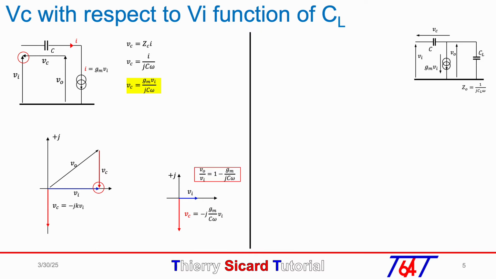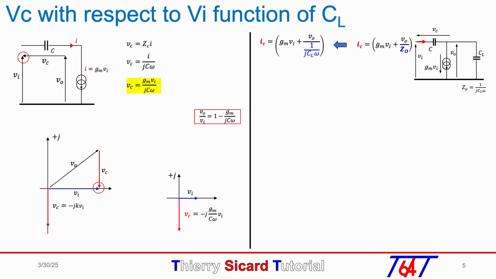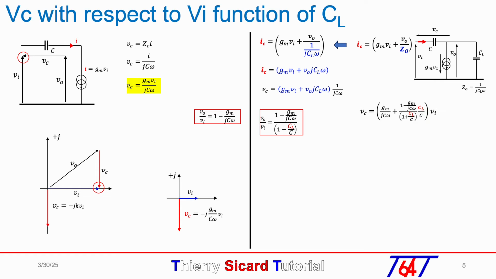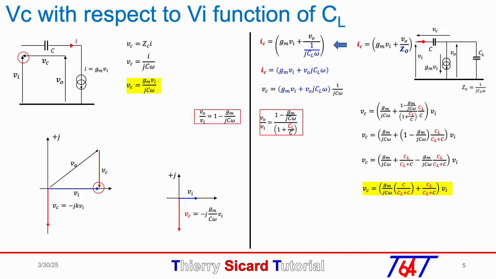On the right, we do the same calculation with CL different from 0. We write the capacitor current IC as a function of Zout. We replace Zout with its expression. We then write Vc equals IC over jC omega and we replace IC with its expression noted in blue. Using the gain expression Vout over Vin, we substitute Vout to obtain Vc as a function of Vin. After a few adjustments, we obtain the formula in the yellow box.